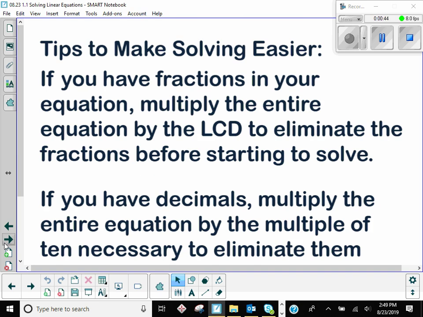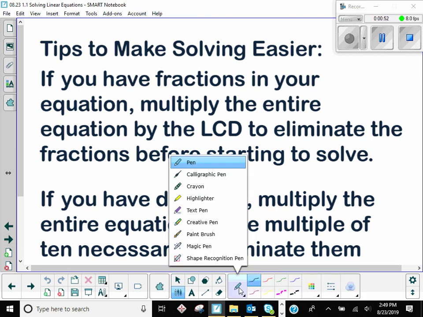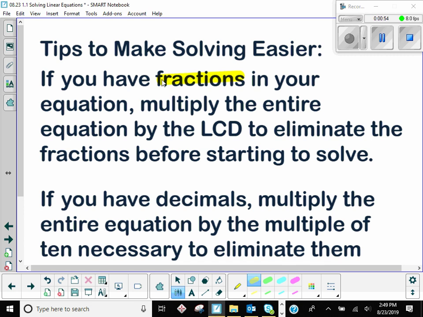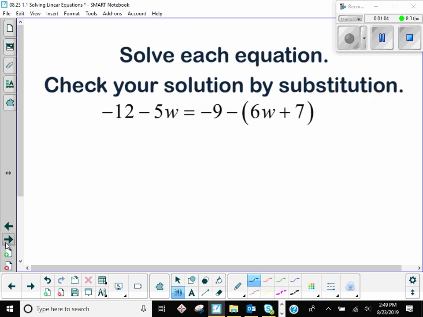This part of your notes, I think that's the bottom left, tips for making solving easier. This tip is for fractions, which I'll talk about when we get to the fraction problem. And this tip is for decimals, which I'll talk about when we get to that problem as well. So don't worry too much that I'm skipping over them. So here's our first problem.